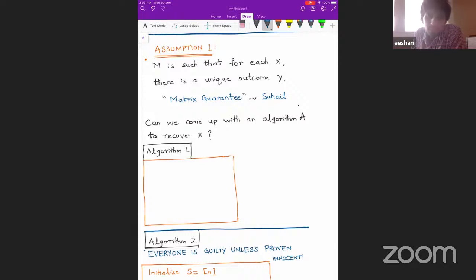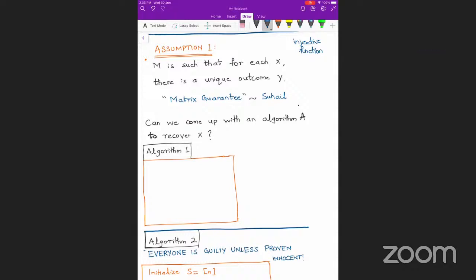Now, first of all, do you understand this assumption? Is this assumption clear? Should I repeat anything? What I'm telling you is basically an injective function. Each X is being mapped to a unique Y. That is all the assumption is telling me, and I say that, let us assume that matrix M satisfies this assumption. Is the matrix guarantee clear?